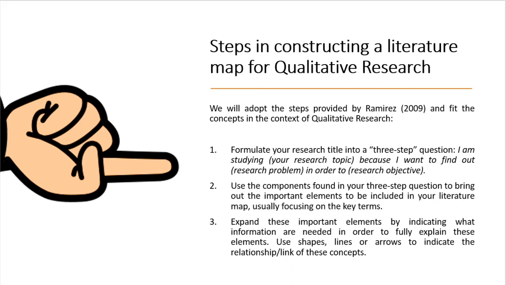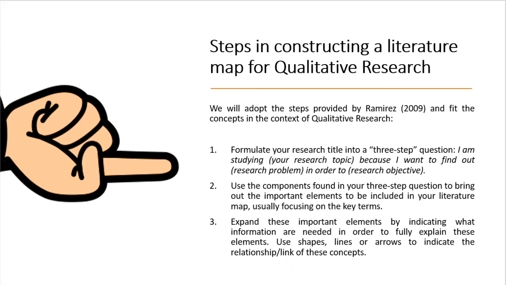Now, once you are done creating the 3-step question, you then proceed to bringing out the important elements of your research which will be included in the literature map. Now we begin to dissect the important elements of your research and use them as the foundations of your literature map and your review of related literature.